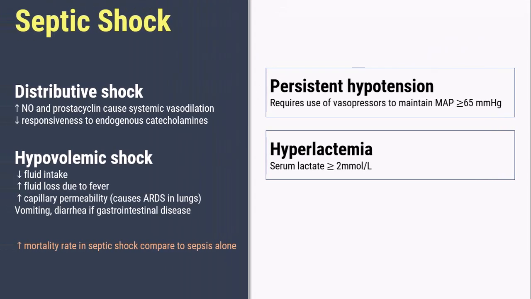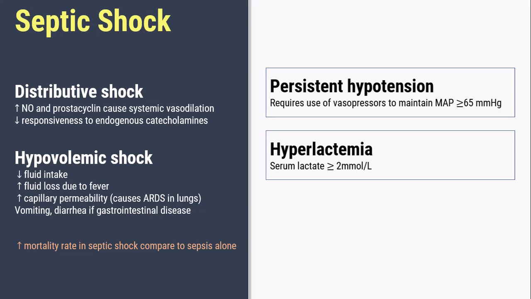The shock due to sepsis is the classic form of distributive shock caused by systemic vasodilation due to increased prostacyclin and nitric oxide released by the endothelium. However, some patients presenting with septic shock could have hypovolemic shock.